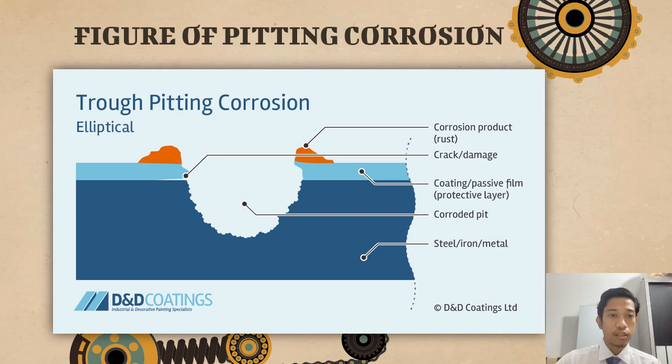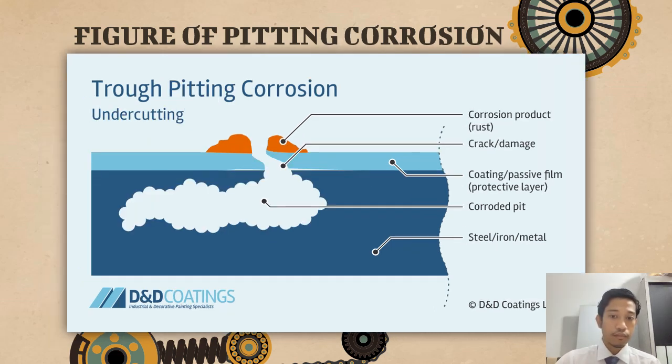Next is true pitting corrosion. There are five of them. The first one is elliptical, which is when the corrosion happens, it makes an ellipse shape. And the next true pitting corrosion is undercutting, which from the surface view seems like a small corrosion, but inside there is a bigger corrosion. That's what is called undercutting true pitting corrosion.